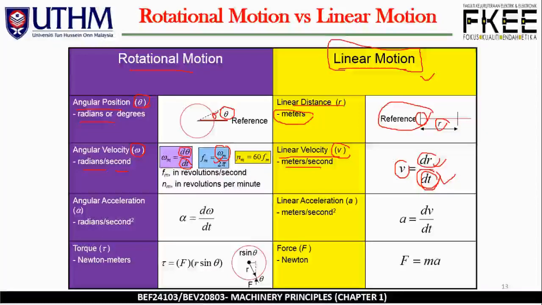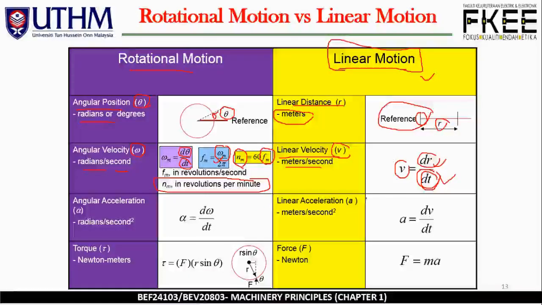To add to that, we have nm, the revolutions per minute, which is 60 multiplied by fm. Since we know that 1 minute is equivalent to 60 seconds, by multiplying by 60 we can obtain the speed or the angular velocity in revolutions per minute, or RPM.